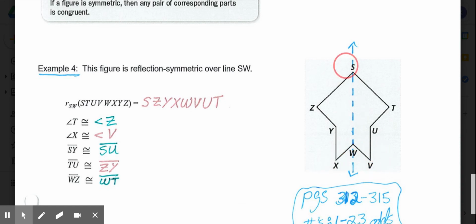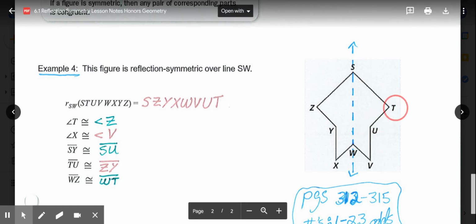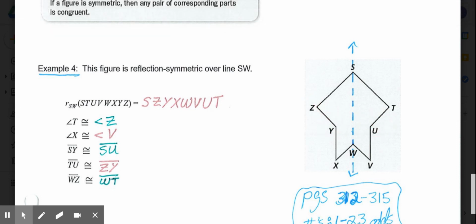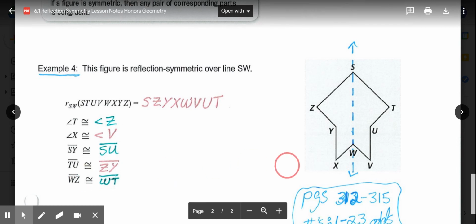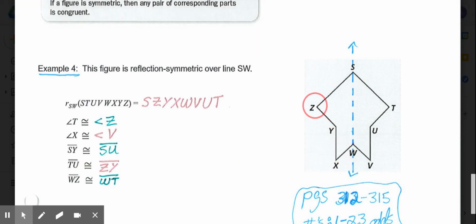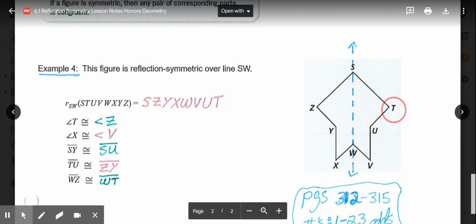Side or segment SY. If I was connecting S to Y here, that'd be the same as connecting S to U here. TU, so if I connect TU right here, that's the same as ZY right here. And then WZ, if I connect W over to Z here, that would be congruent to connecting W to T. So segment WZ is congruent to segment WT.